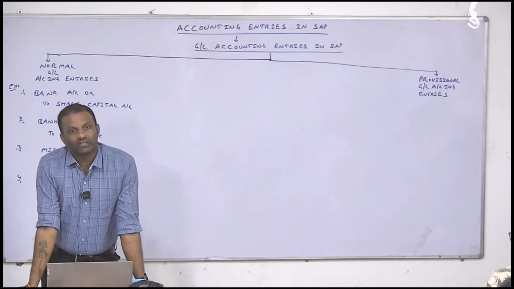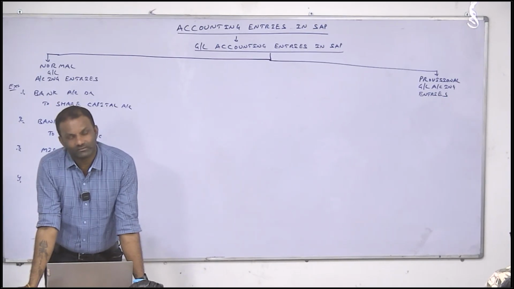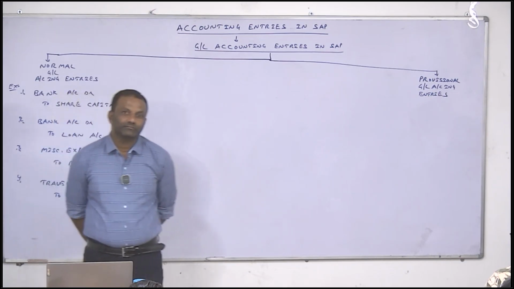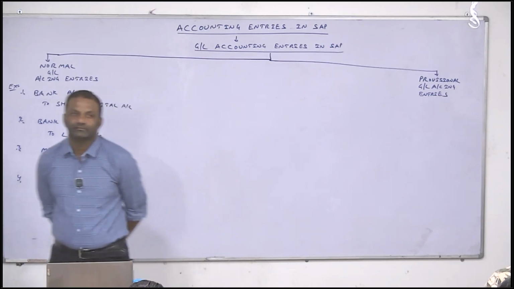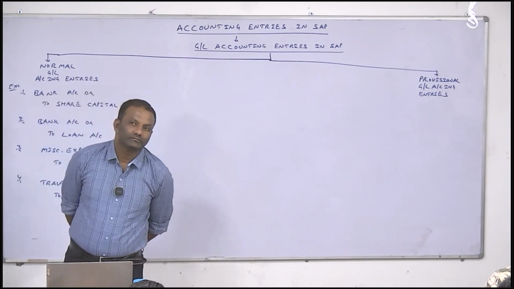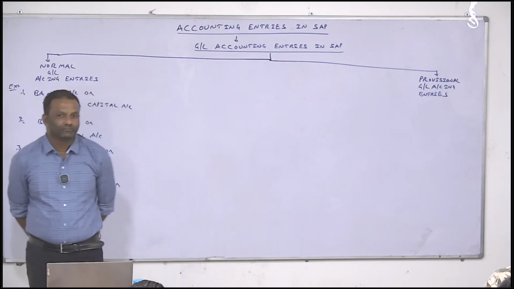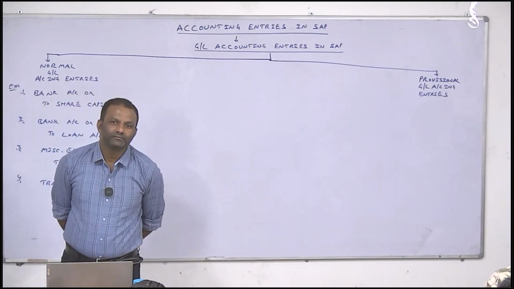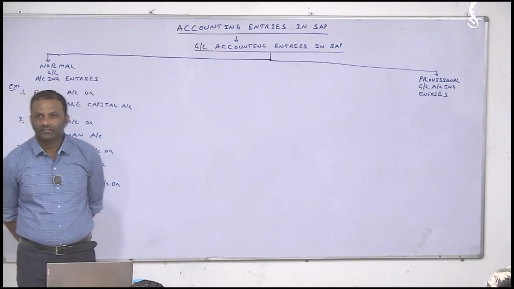Salaries. What example? Paid salaries to employees. Any other example? Provision for depreciation. Good. Any other? Someone has already told: provision for outstanding liabilities or outstanding assets. Good.